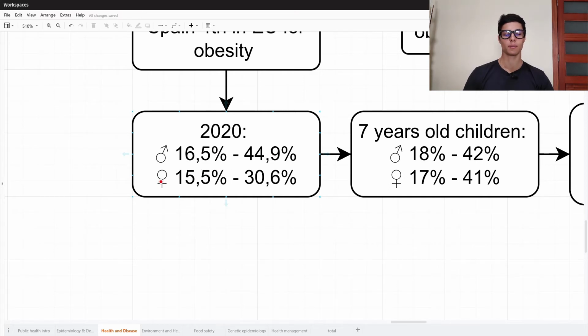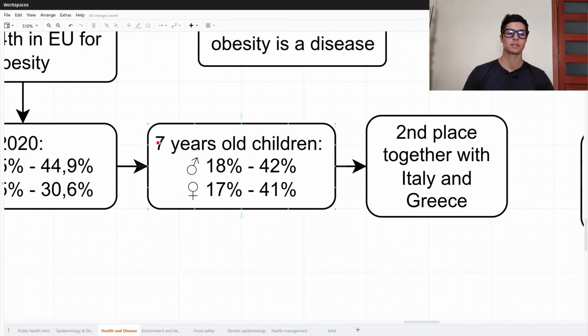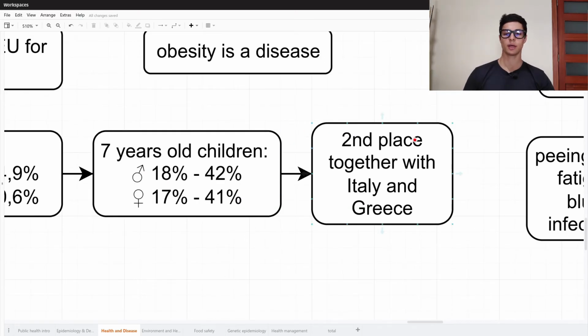15.5% of women were obese and 30.6% were overweight. In 7-year-old children, 18% of 7-year-old children in Spain are obese and 42% are overweight. 17% of girls of 7 years old are obese and 41% are overweight. And this data brings Spain to the second place together with Italy and Greece.